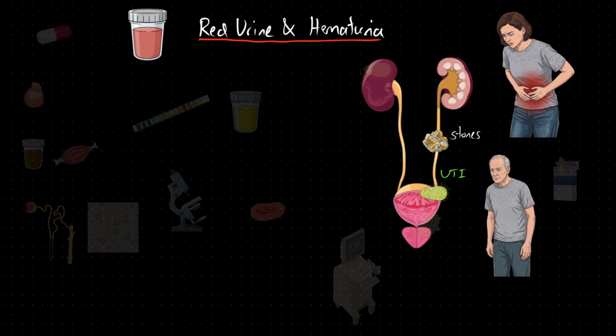And there are also older men with an enlarged prostate, known as benign prostate syndrome. And there are many more. Let's group them in an easy way so you can remember them. Hematuria is defined as blood in the urine.